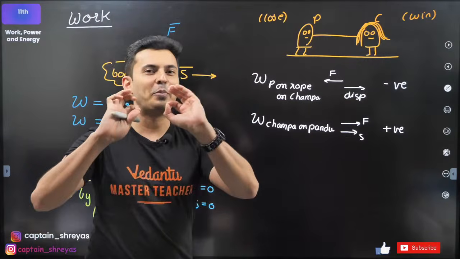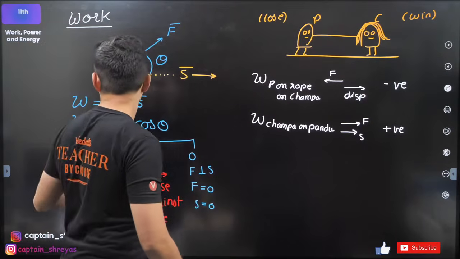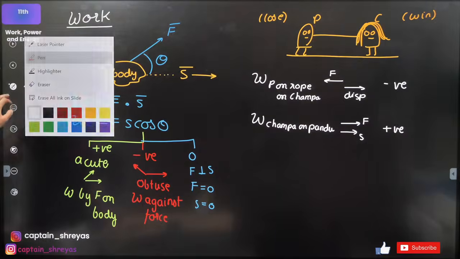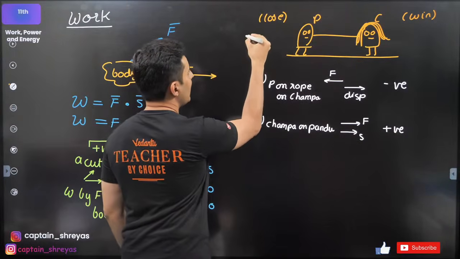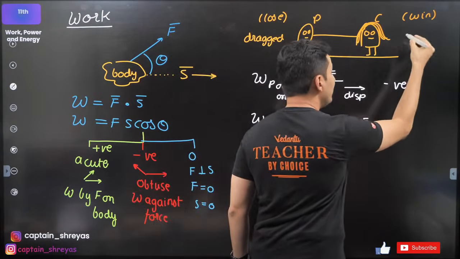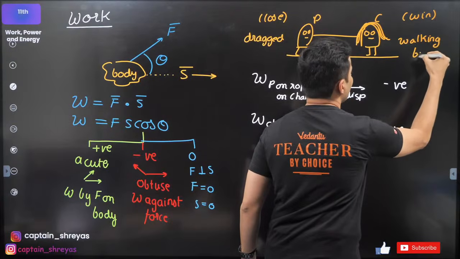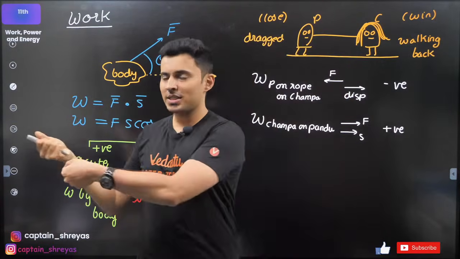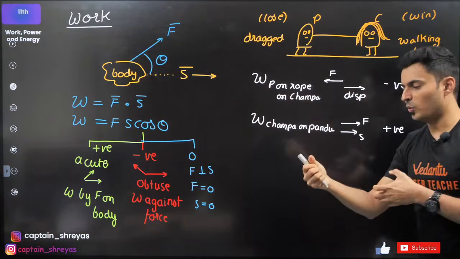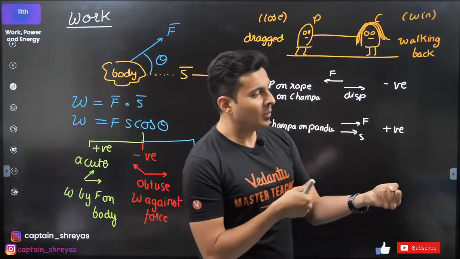Positive work. Exactly. Very good. Now comes the biggest question. Pandu is getting dragged. He loses and he is getting dragged. Champa is winning and she is coolly walking backwards. As simple as that. She is very strong, powerful. She's just pulling Pandu back. That's it. She's winning. Pandu is getting dragged.